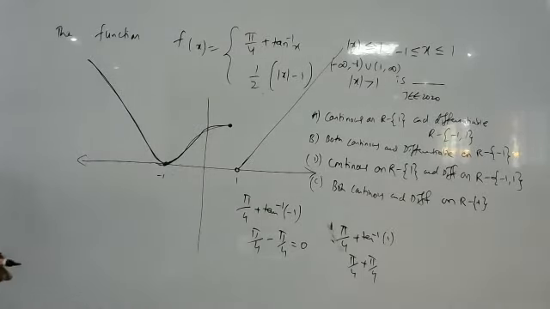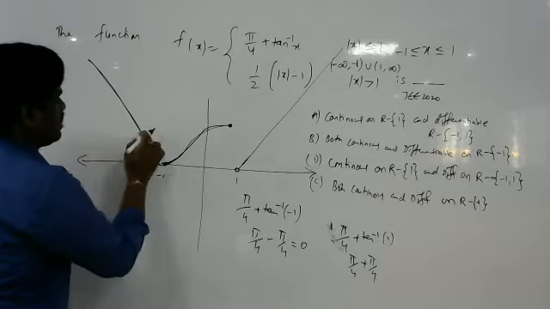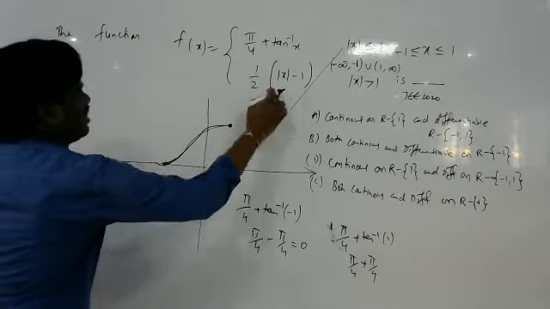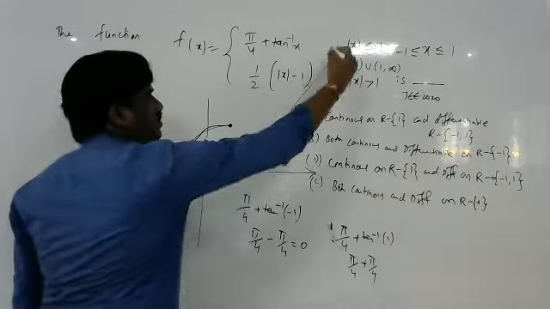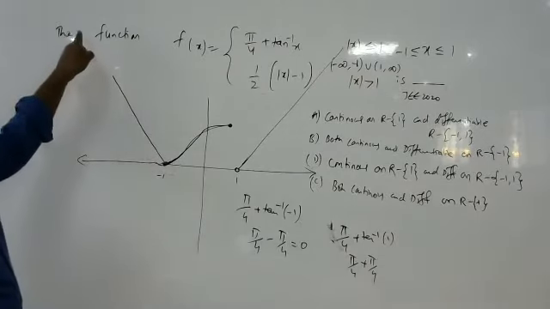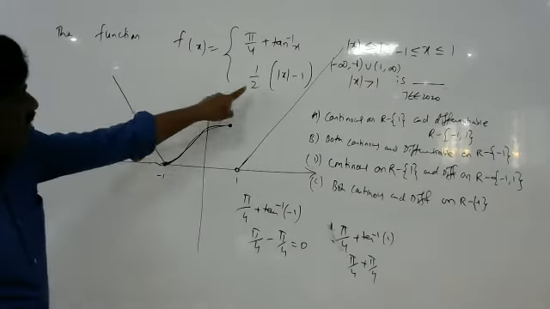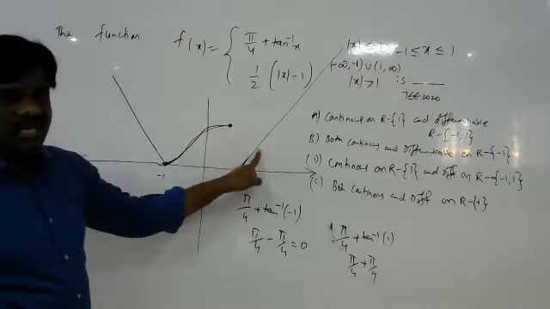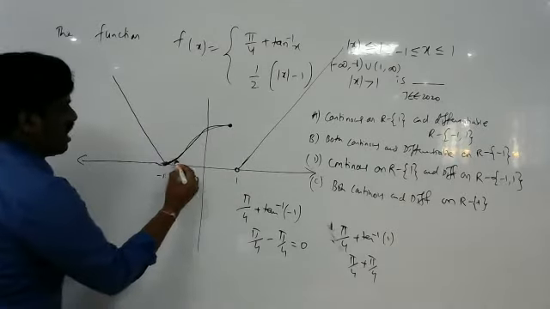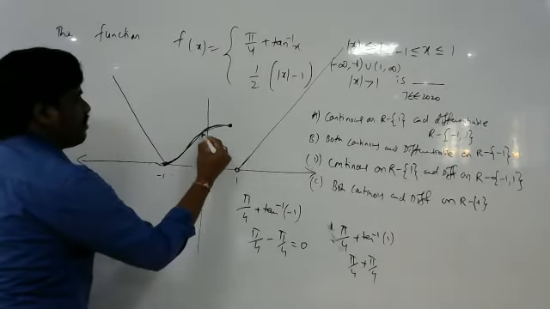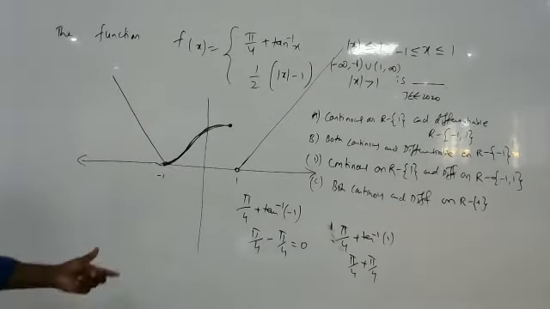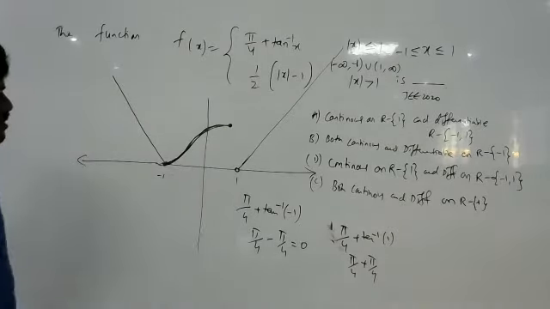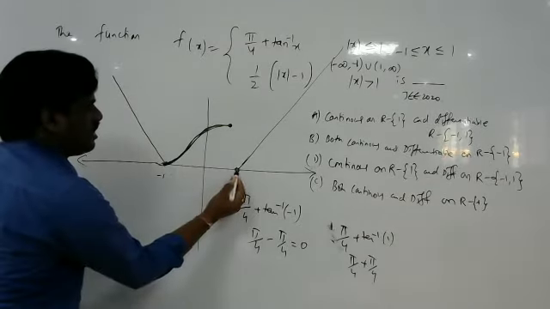So at how many points is it discontinuous? See here, this will be a V shape because it is a modulus graph. This is a straight line, not a curve. This is also a straight line. And this is a curve: pi by 4 plus tan inverse x is a curve. Now when you do it this way, the function is discontinuous at 1.